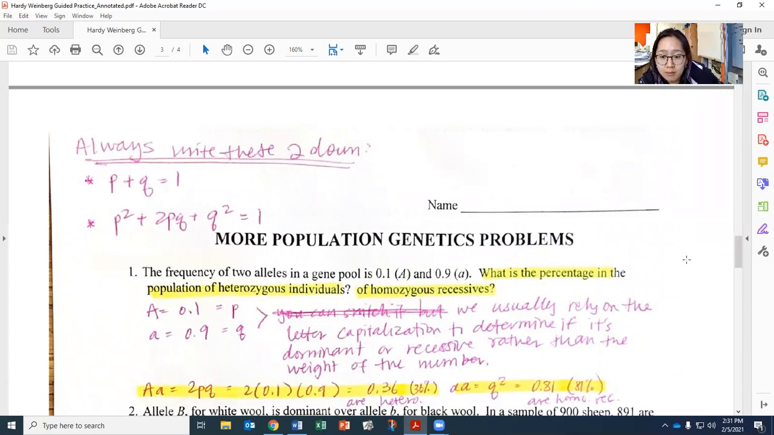We usually rely on the letter capitalization to determine if it's dominant or recessive rather than the weight of the number. But if they give you information, they give you information. You would just go with it. If they give you the alleles, though, it's super easy to find the heterozygous because the heterozygous part of the equation for Hardy-Weinberg is 2pq. So you plug and chug, so 2 times 0.1 P and times 0.9 Q, and then you get 0.18 are going to be heterozygous, so 18%. And then you can also easily calculate Q squared, which is the homozygous recessive. And that's going to be 0.9 times 0.9, which is 0.81, or 81% are going to be homozygous recessive.